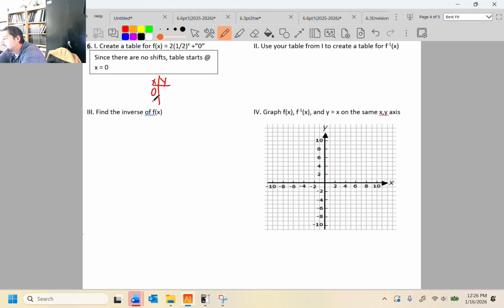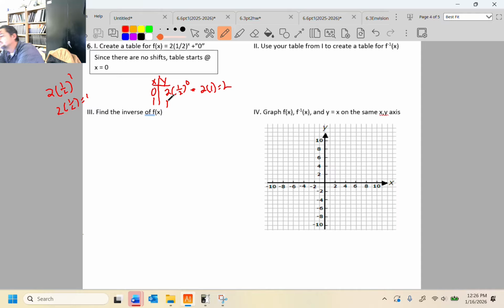So I'm going to plug in a 0 and a 1. And that's all I'm going to mess with, because it only takes 2 points if you know shapes. Now if I plug in a 0, I would have 2 times 1/2 to the 0. And anything to the 0 power is 1, so I just get a 2 back. If I plug in a 1, I'd have 2 times 1/2 to the first, which is just 2 times 1/2, which is 1. So there's my table.